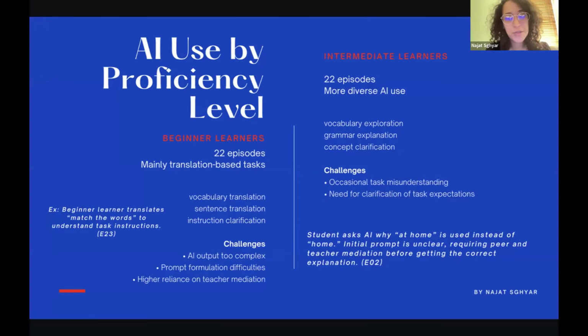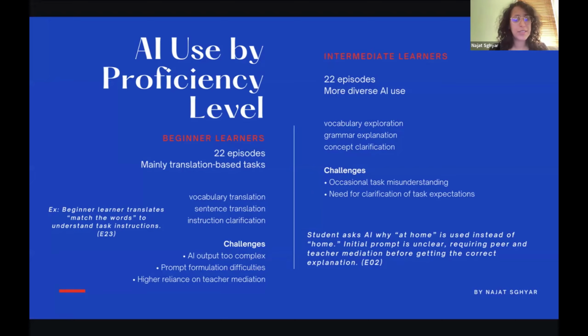Intermediate learners also use it for vocabulary exploration. They had a more diverse use of AI. They would go to ChatGPT for more complex concepts. And occasionally they would have some task misunderstanding, and they still needed clarification on so many tasks.